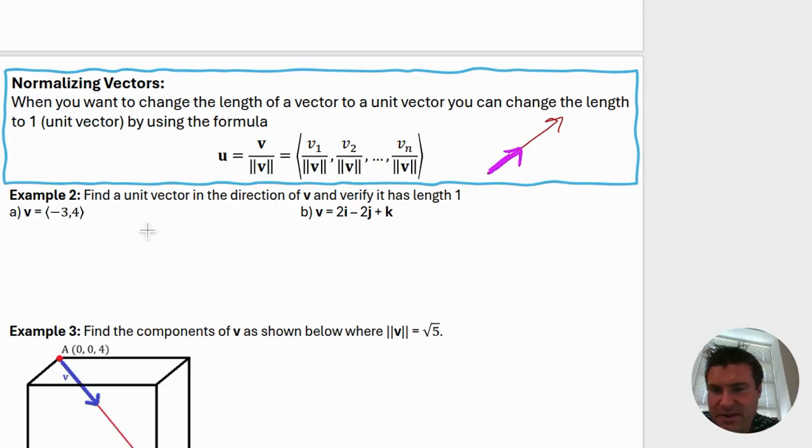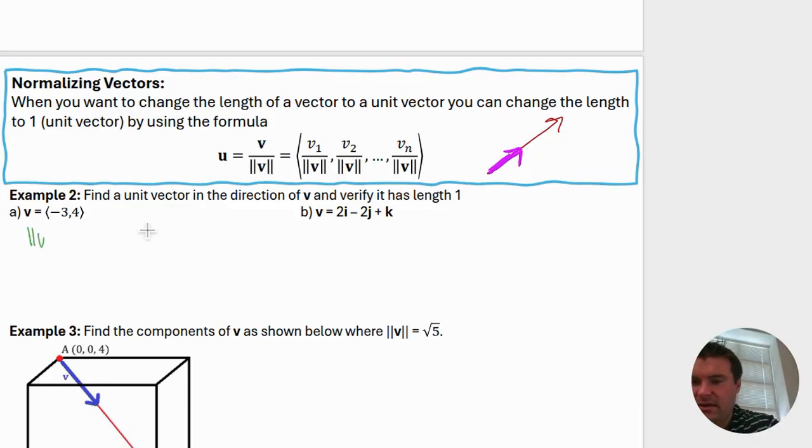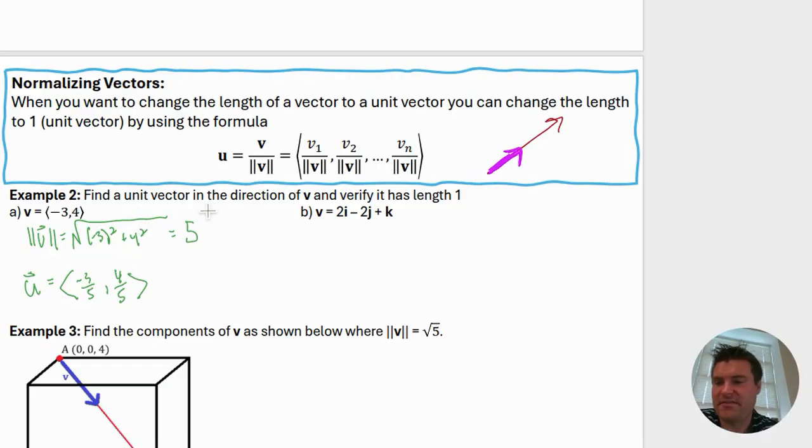So for example 2 here, let's go ahead and find the unit vector in the direction of v and verify that it has length 1. Let's first find the vector length by finding the magnitude. I have -3 squared plus 4 squared, and if you know the Pythagorean triples, you know this answer is 5. Then our unit vector, I'm going to make that u, which stands for unit vector. I'm just going to take each component and divide it by 5. And this gives us a length of 1.